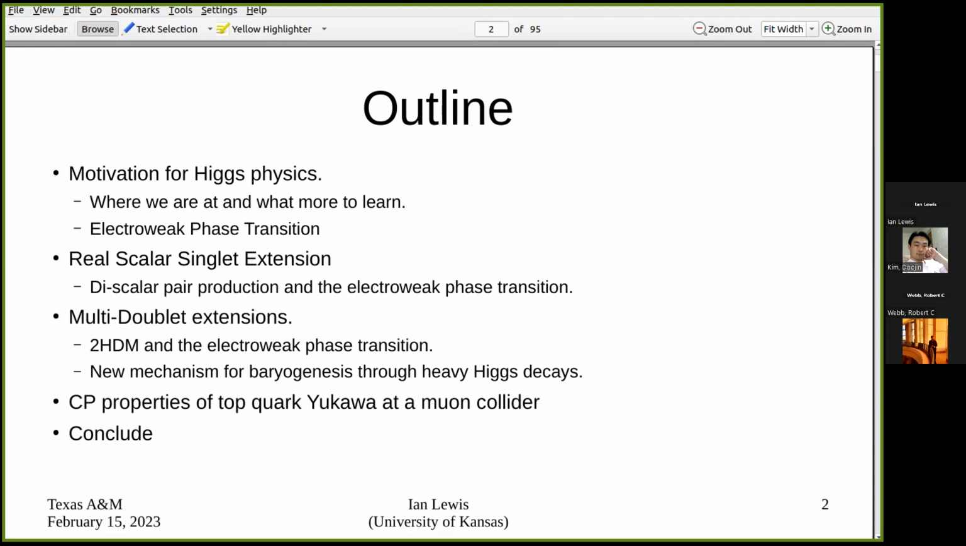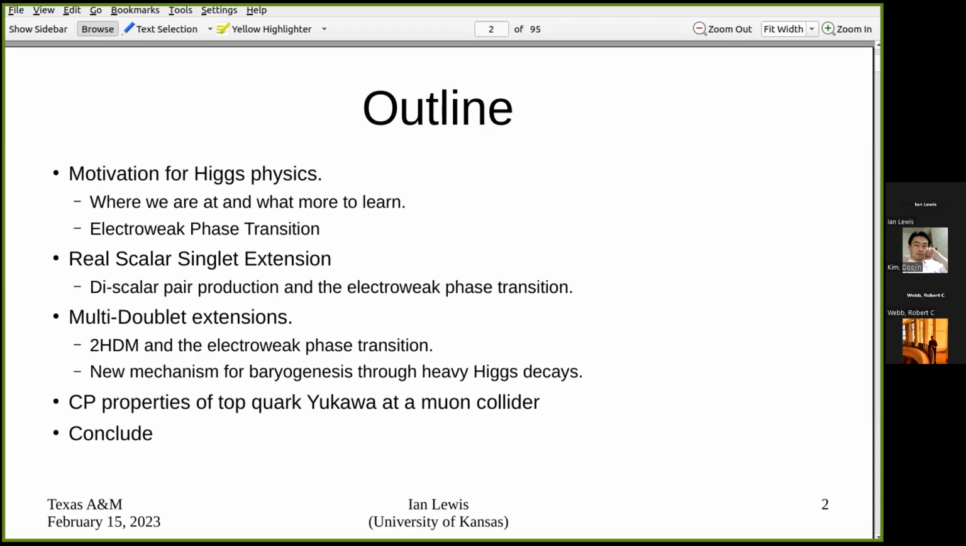Then multi-doublet extensions, so 2HDMs, and then actually a new mechanism for baryogenesis through heavy Higgs decays. This is the multi-PeV range, so we're getting into more future colliders there. And then if there's time, some recent work on CP properties of the top Yukawa at a muon collider, which is a bit orthogonal to the rest of it, but muon colliders are cool.